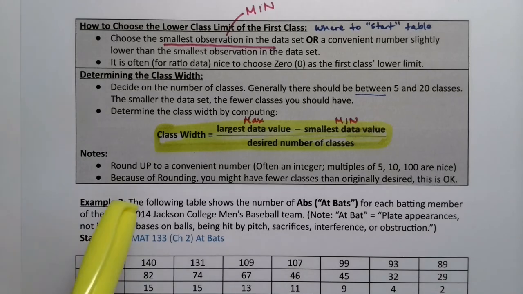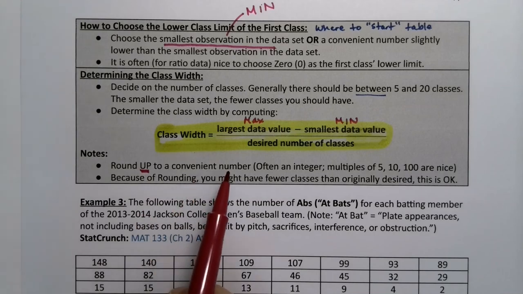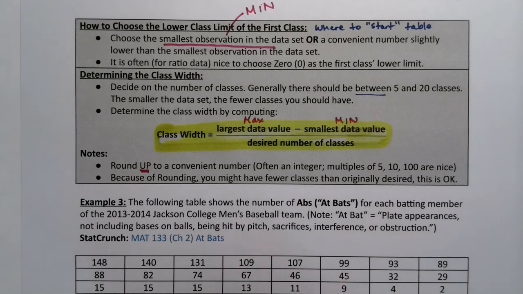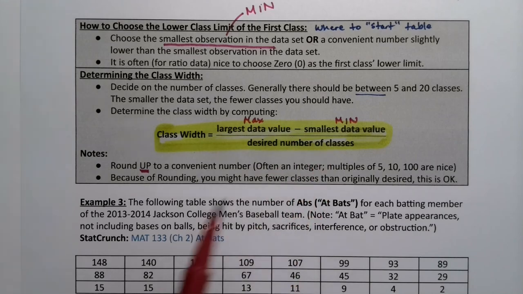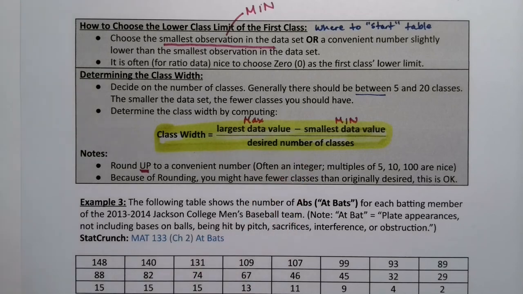Then you round up. No matter what, it goes up to the nearest convenient number, usually an integer, but multiples of 5, 10, 100 are nice, depending on what kind of data you're working with. So say if it came out to 87, you might round it to 100, for example. Or if it came out to 8.7, you might round it to 10, just to make it nice.